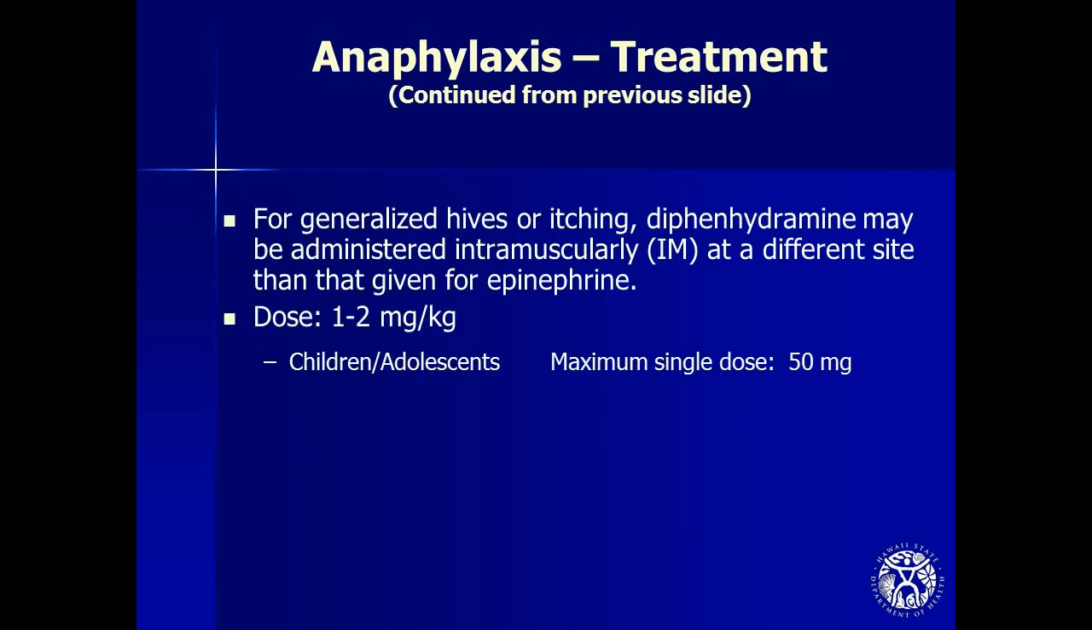For generalized hives or itching, diphenhydramine may be administered by intramuscular injection at a different site than that given for the epinephrine. The standard dose is 1 to 2 mg per kilogram, with a maximum single dose of 50 mg. If the weight is known, then dosing by weight is preferred. If the weight is not known or not readily available, a chart included with the standing orders and in the emergency kit has approximate dosages for children, based on age and weight.